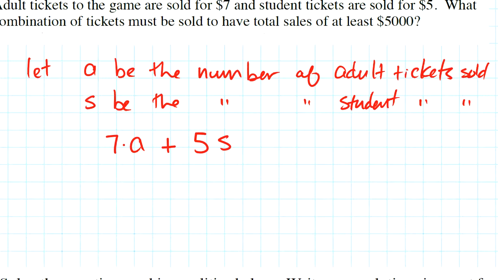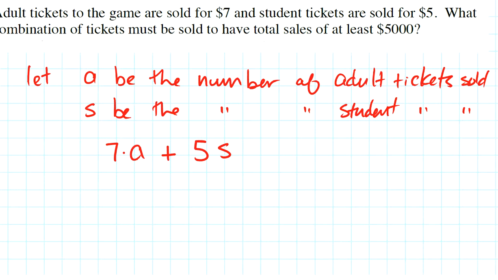This expression right here, 7A plus 5S, represents how much money I've generated from selling certain tickets. So what I want is for that number to be at least 5,000. That means it could be 5,000, right? But it could also be more than that. At least means at least that much, but possibly more.